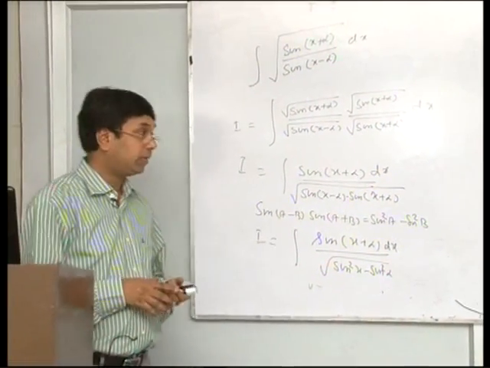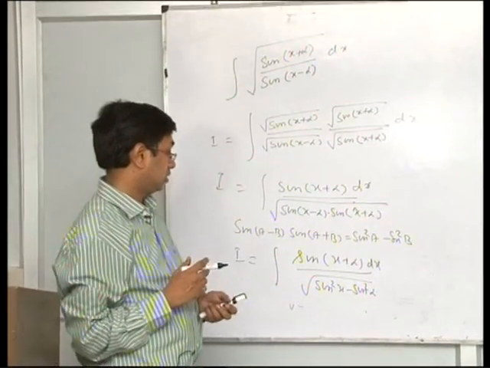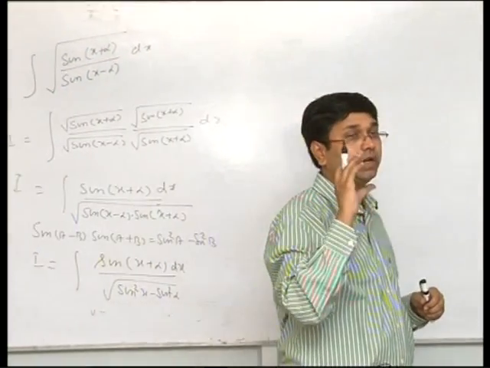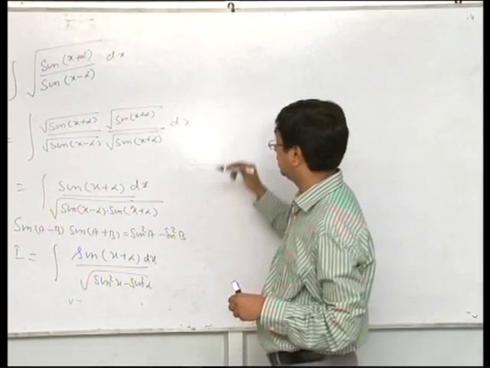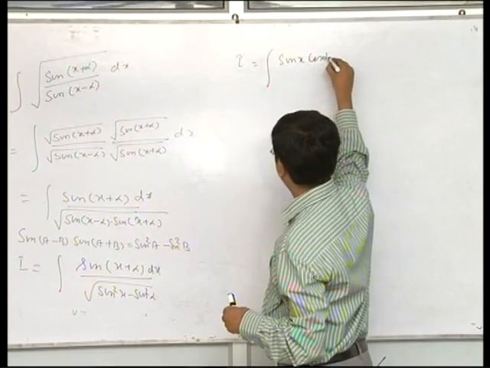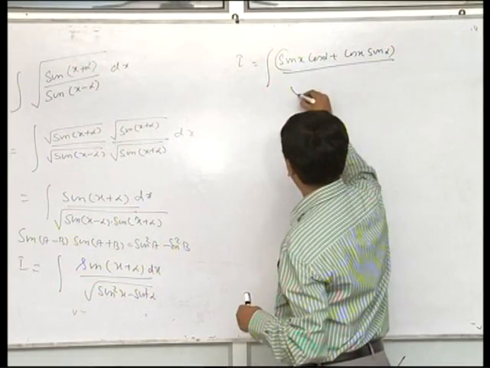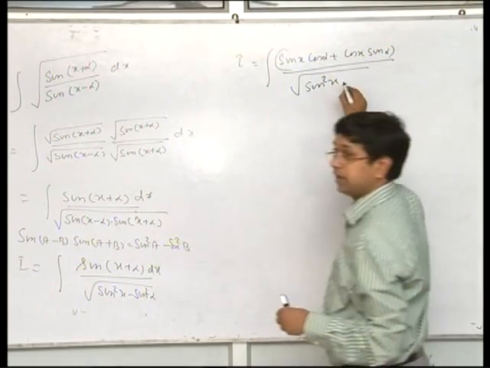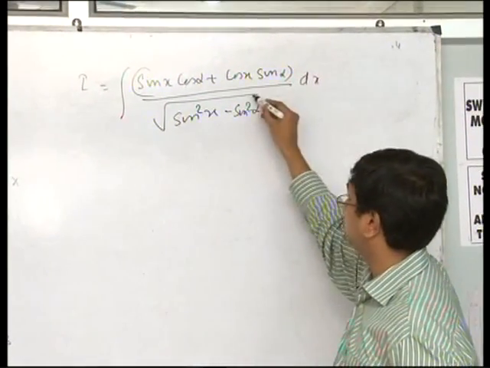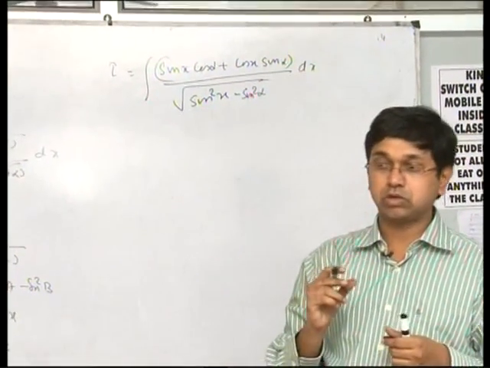Now how do we go about solving this problem after this stage? After this stage we need to simplify the numerator as a sum and difference. That's the basic rule: the numerator should be a sum and difference and the denominator should be a single term. So what would we get? We would get sin x cos alpha plus cos x sin alpha, and here we have under root sin square x minus sin square alpha. What we have done is expanded the numerator using sin(a plus b), that is sin a cos b plus cos a sin b.